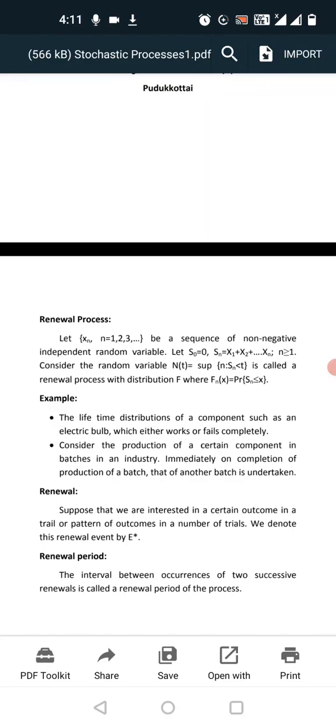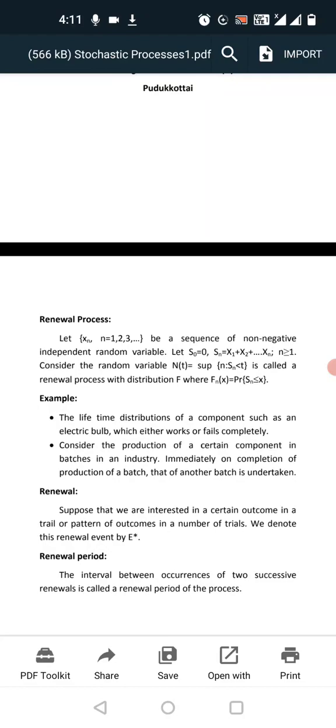So these are the renewal process examples. The first one is the lifetime distribution of a component such as an electric bulb, which either works or fails completely. So the lifetime of the electric bulb, which suddenly fails or works completely.